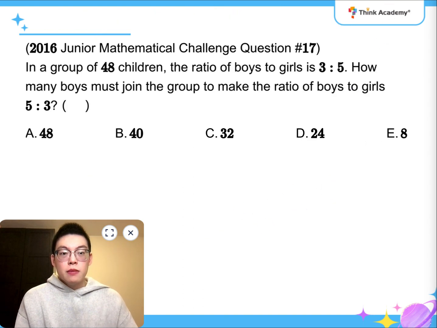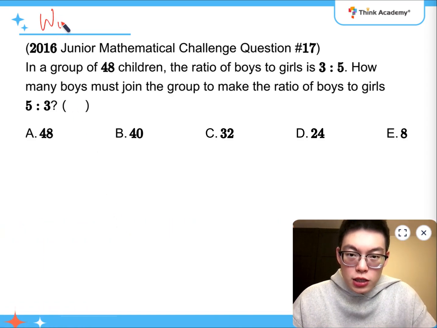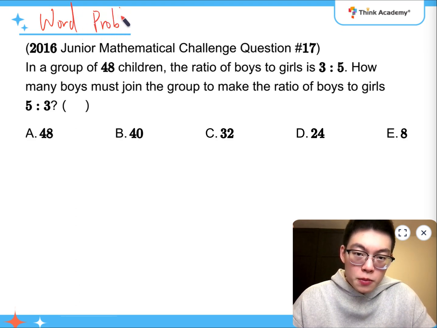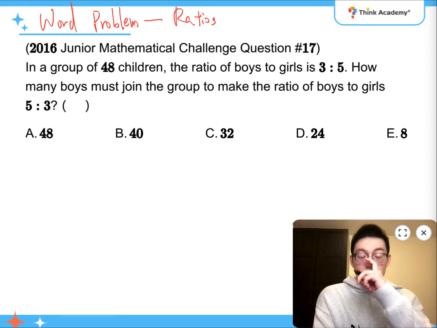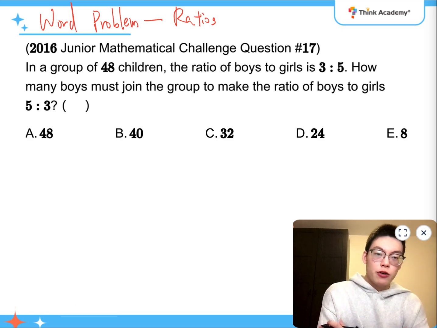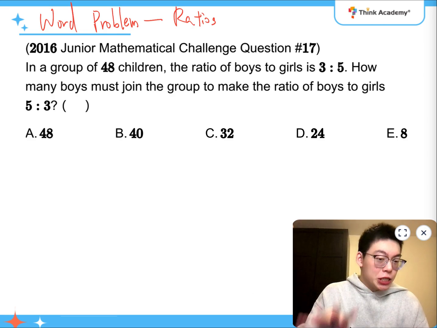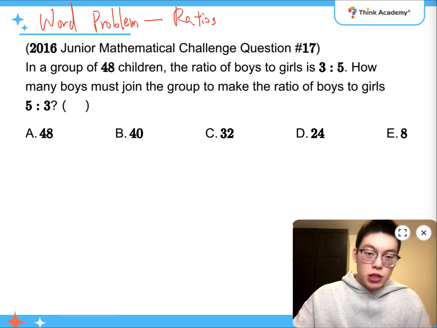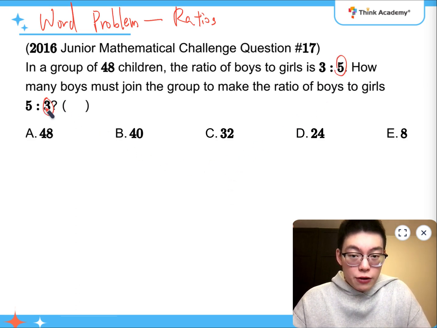All right. And the next question, question 17. So this one is going to be about ratio. So it is a word problem on ratios. So now, we have a group of 48 children and the ratio of boys to girls is 3 to 5. And it is asking you how many boys must join the group to make the ratio of boys to girls 5 to 3. So it means that only the number of boys is going to change in these two ratios, right? So the number of girls is actually the same, even though the number of parts are different.